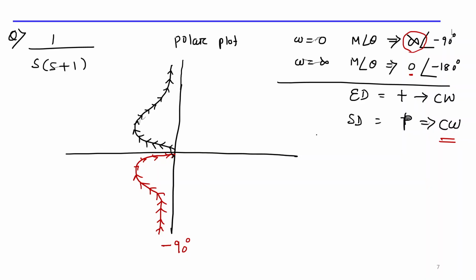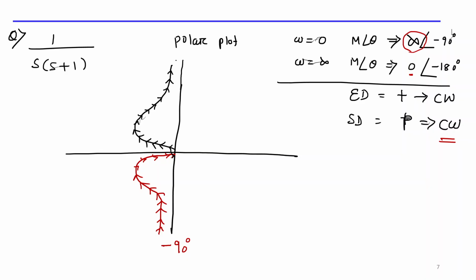Now you have to check the third point. How many poles at the origin? Only one pole at the origin. So how many infinite radius half circles? Only one infinite radius half circle. Infinite radius half circle means the radius is infinity. This is the infinite radius half circle. It will cover the entire infinite radius, but the direction of that infinite radius is clockwise.